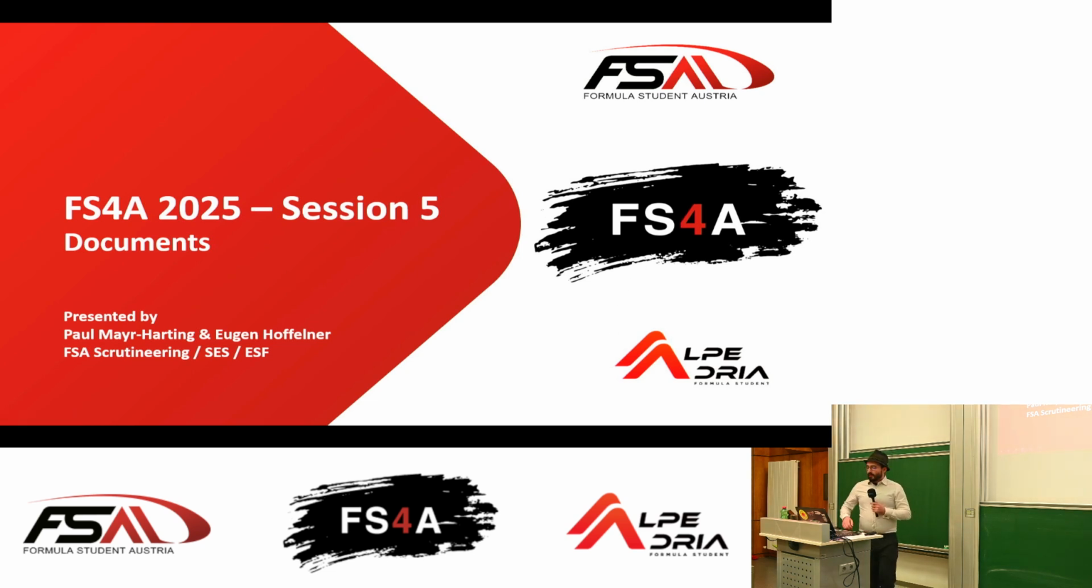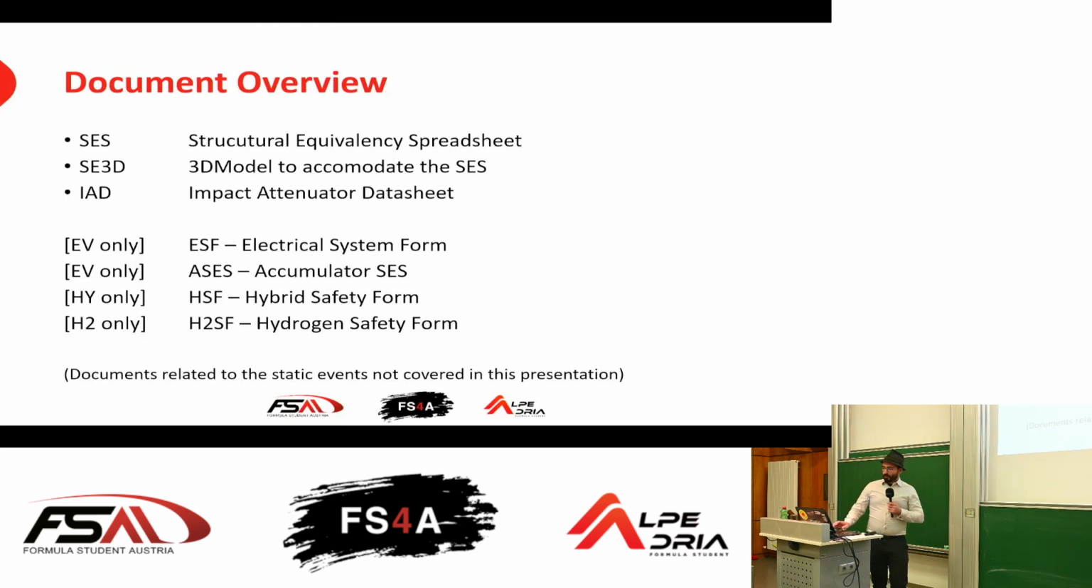Okay, so in Formula Student there are quite a lot of documents. I give here a short overview. We have the SCS, the Structural Equivalency Spreadsheet. We have the SE3D, which is the 3D model, which is accommodating the SCS. We have the EAD, which is for impact attenuated data.